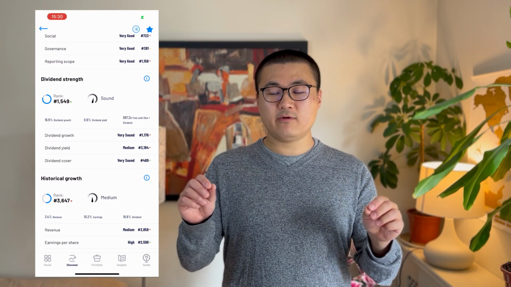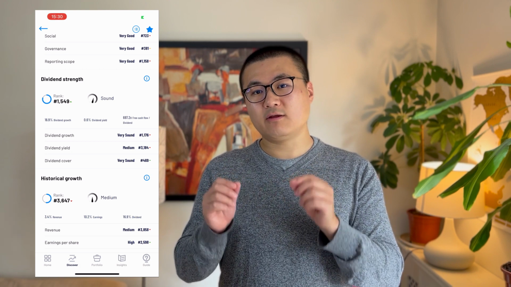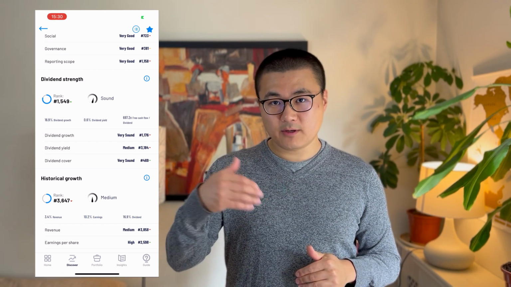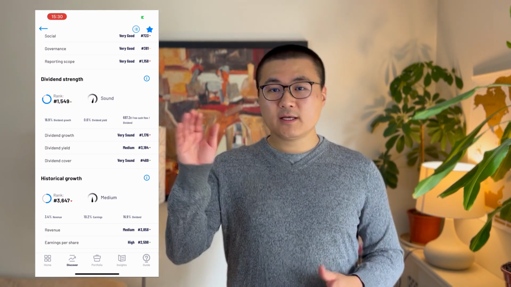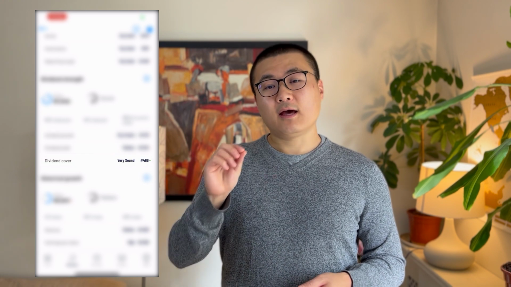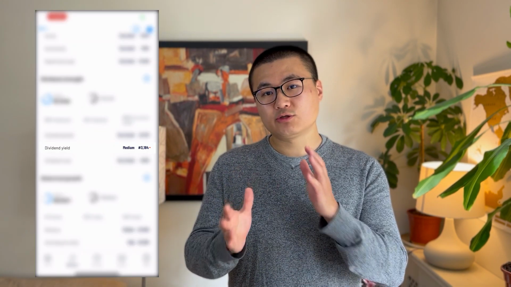And finally, dividend cover is about how much operating profit a company generates relative to the amount of dividends they pay. So the higher the cover, the more likely in the future the company may increase its dividends. So as you can see here for Apple, its dividend growth is very high and the dividend cover is also very high, with however the dividend yield scoring in the middle.